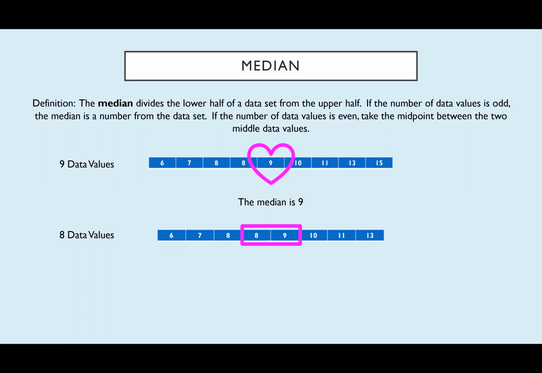Similarly, if we chose the 9 from that pink box, we would have 4 values to the left and 3 to the right. So if I select 8 or 9 from that pink box, it's not really going to give me the middle. So the way that we do this is we take the midpoint between 8 and 9. The midpoint is computed just by adding those 2 values together and dividing by 2. So 8 plus 9 is 17. We take half of that by dividing by 2, and we get 8.5. So for us here, the median is 8.5.